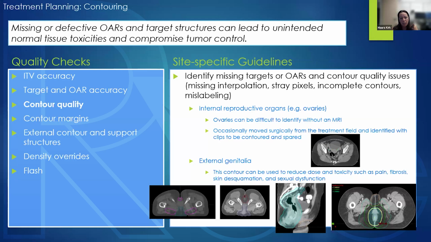We're also contouring the external genitalia in certain cases. And this contour can be used to reduce dose and toxicities such as pain, fibrosis, skin desquamation, and sexual dysfunction. Here's some examples, both female, male, prone, supine, of external genitalia contours here.